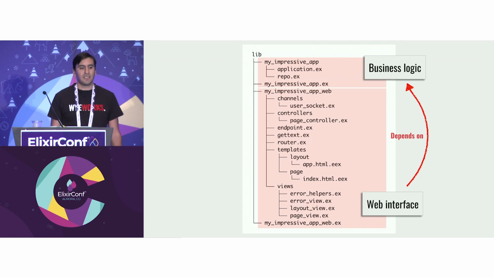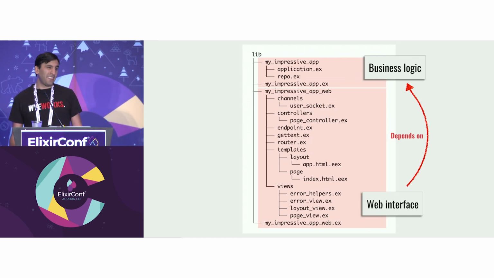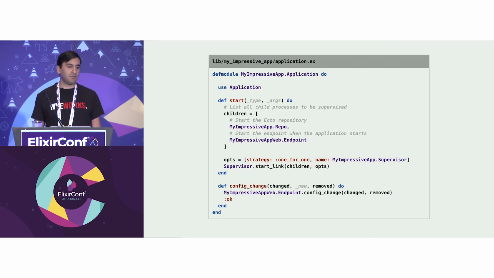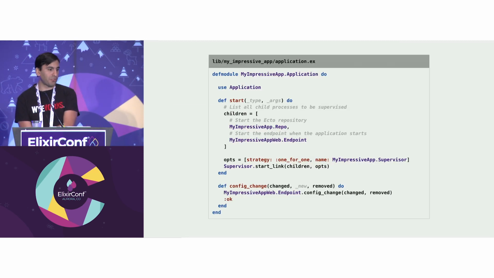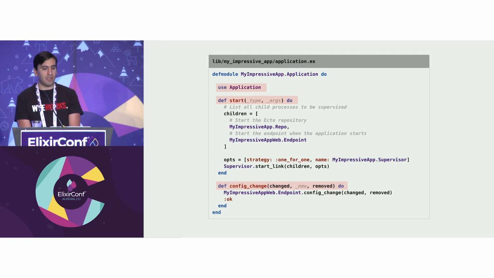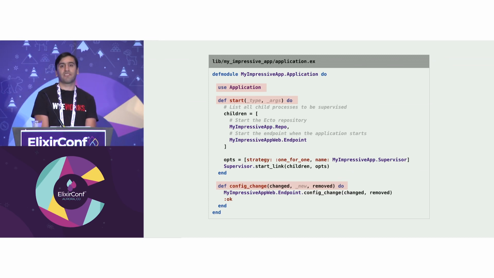There is a rule: the web interface code depends on the business logic, and it shouldn't be true the other way around. There is a little exception here, which is the application module, which is not part of the business logic, of course. This is important because all OTP applications, and Phoenix applications are OTP applications, must implement the application behavior. The mandatory function of this behavior is the start function, which is the one that is going to be executed when your application is actually starting.